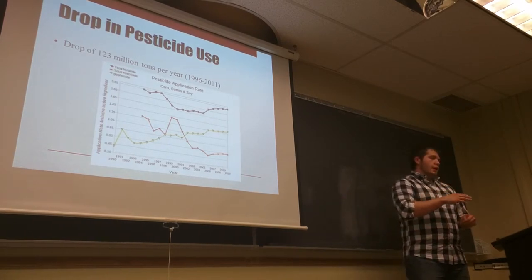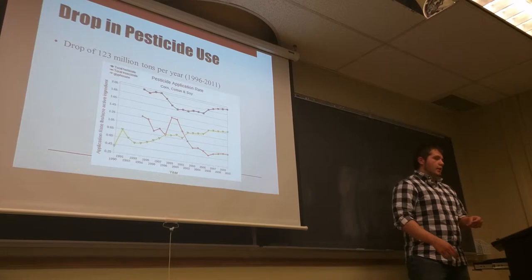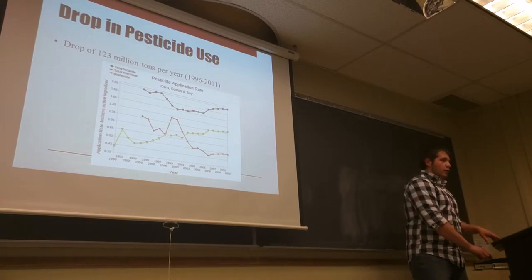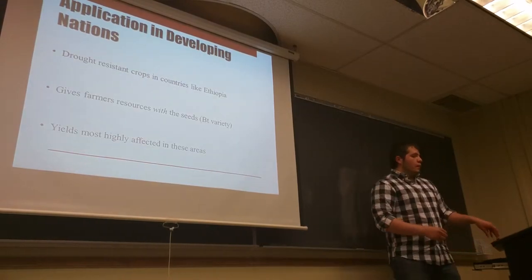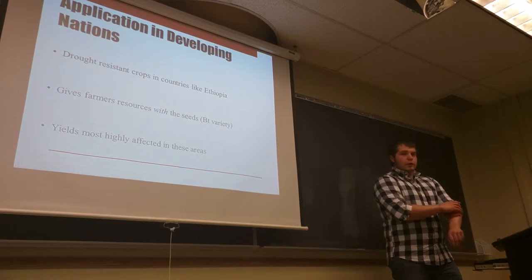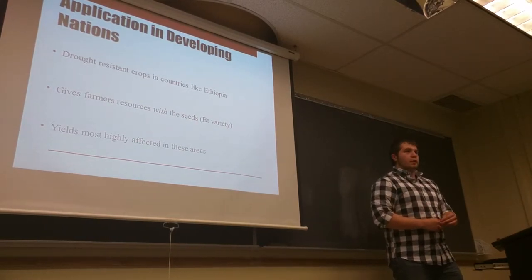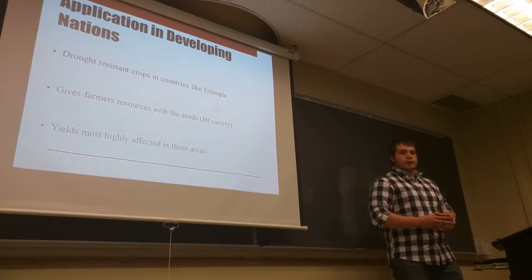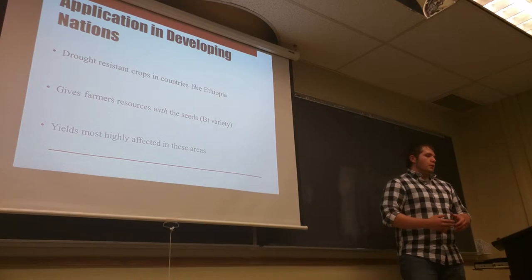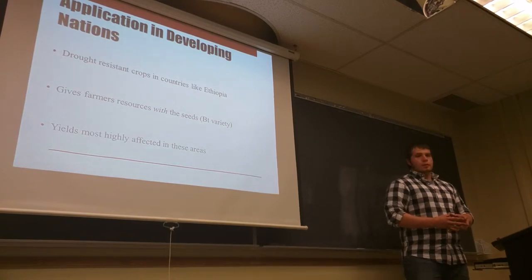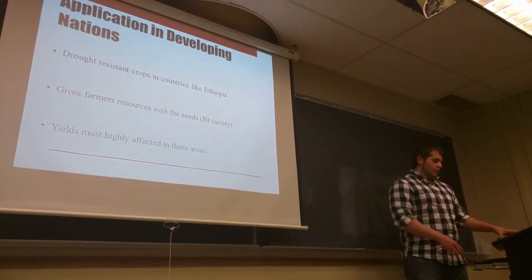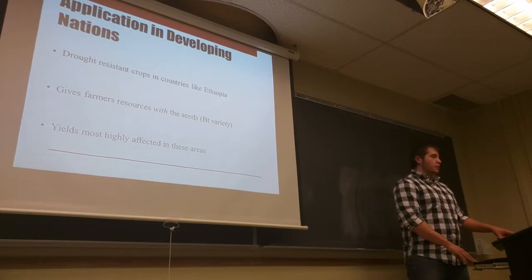And after that, you can see it just dropped drastically, and it's actually dropped by 123 million tons per year since then. GMOs also have a really good effect in developing nations, as I said. One country in particular where they're really affecting things is Ethiopia. They've been able to develop really drought-resistant plants that are helping out the people there. I think last year they saw a 15% increase in all their yields.